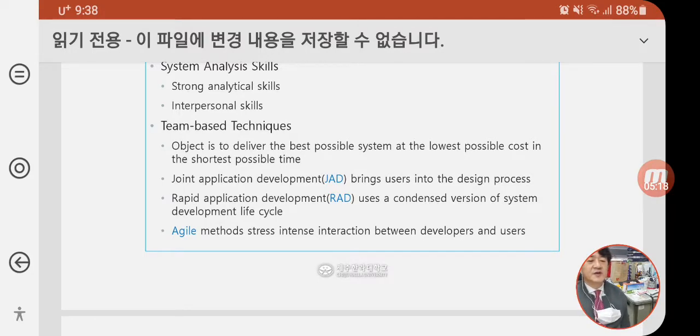Joint application development, JAD, brings users into the design process. Rapid application development, RAD, uses a condensed version of the system development lifecycle. And the Agile method stresses intense interaction between developers and users.